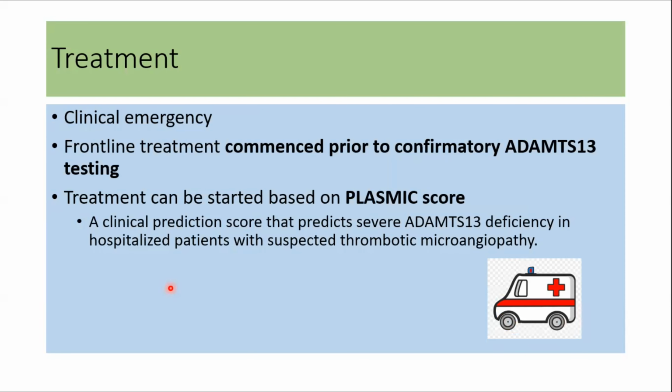So now let's discuss the treatment of TTP. Acute TTP is a clinical emergency, and the frontline treatment should be started prior to confirmatory ADAMTS13 testing. So the treatment can be started based on the PLASMIC score. It's a clinical prediction score that predicts severe ADAMTS13 deficiency in hospitalized patients with suspected thrombotic microangiopathy.